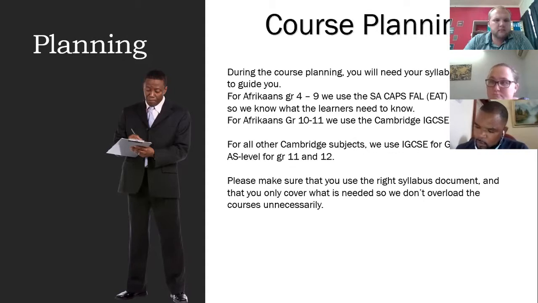Now, for Afrikaans from grade 4 to grade 9, we use the SA CAPS FAL or the EAT as it's used. So in other words, first additional language of Afrikaans, eerste addisionele taal, that guides us so that we know what the learners need to know for each grade. For Afrikaans grade 10 to 11, we use the Cambridge IGCSE syllabus. Purely because we are moving towards a Cambridge exit. So from grade 10 onwards, we move over to the Cambridge curriculum. And we want to have that good standard when the kids exit the schools.